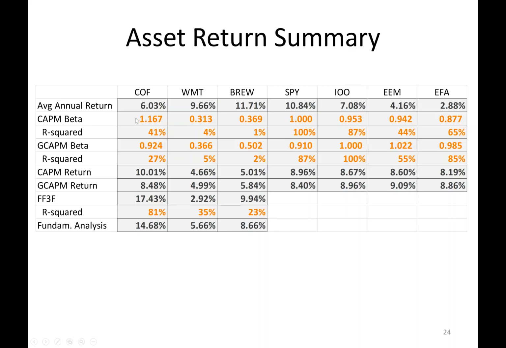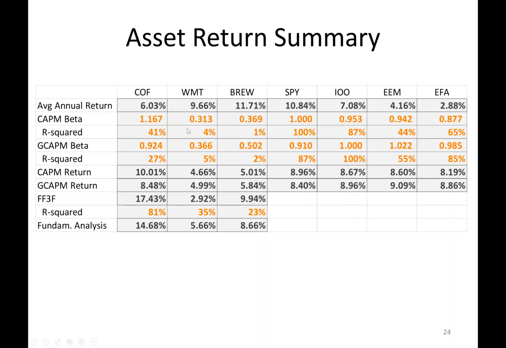We then measured the beta using either a domestic portfolio, the S&P 500, or the global market portfolio, the IOO S&P Global Index. We got those two betas, plugged in our CAPM formula, risk-free rate plus beta times market risk premium for CAPM and global CAPM. So it looks like, in this case, Capital One seems to be having a high return relative to the other assets because it has a relatively high beta, which makes sense for a banking stock. And you can see two low beta stocks, both Walmart and Brew, tend to have low betas and they have low expected returns.